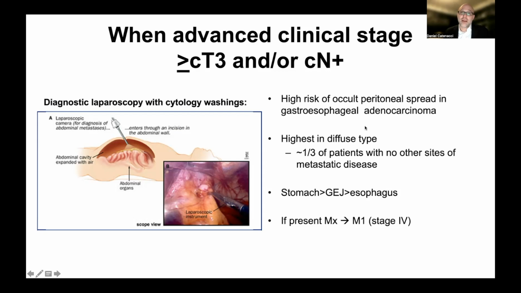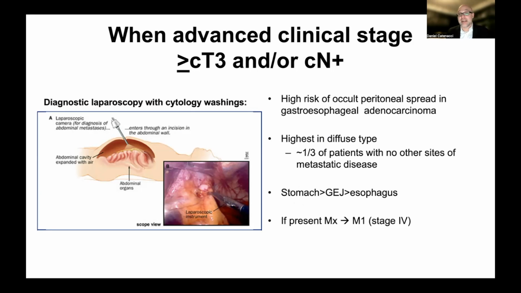And so it is the highest risk in patients that have diffuse type gastric cancer, where approximately a third of these patients, despite having completely negative CT scans, PET scans, and other exams, suggesting no evidence of metastatic disease anywhere, will have spread to the peritoneal cavity. The risk of spreading to the cavity is higher or highest in the stomach, more so than the G junction, and the least in the esophagus.